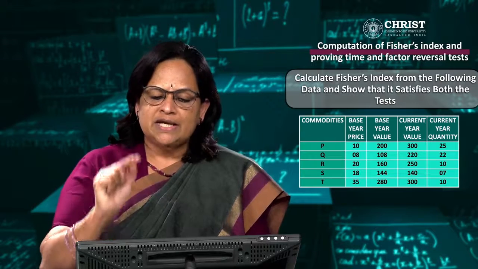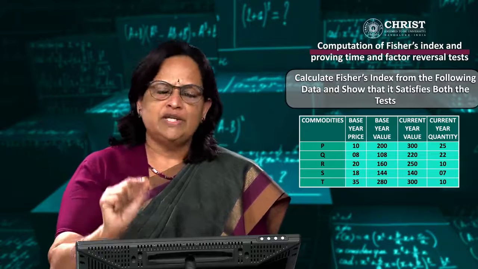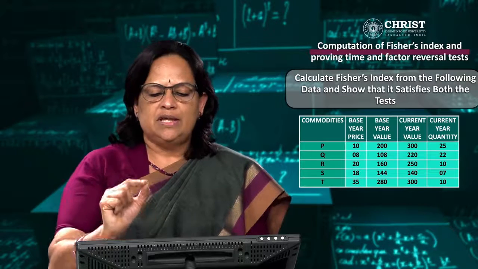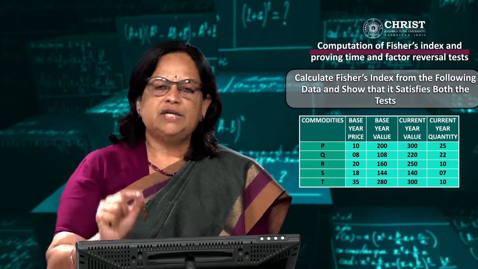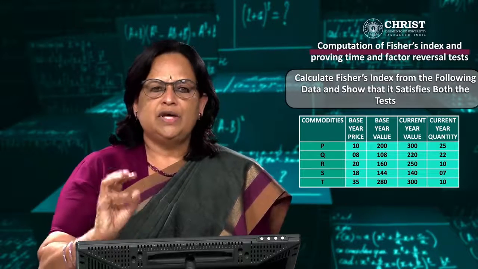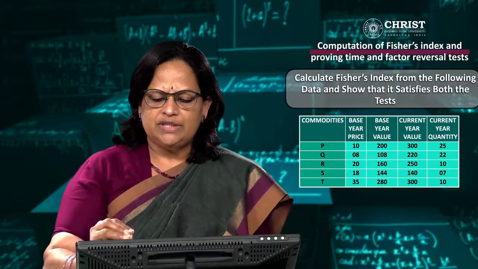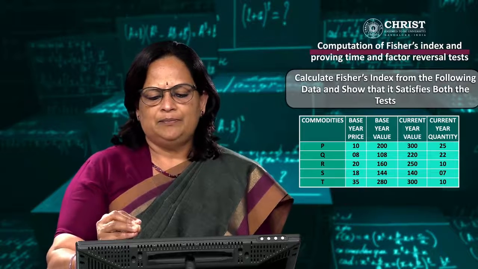Next is current year value, meaning it's P1 Q1 values. You have to find out the Q1 value from this. So the values are 300, 220, 250, 140 and 300. Now current year quantity: 25, 22, 10, 7 and 10.